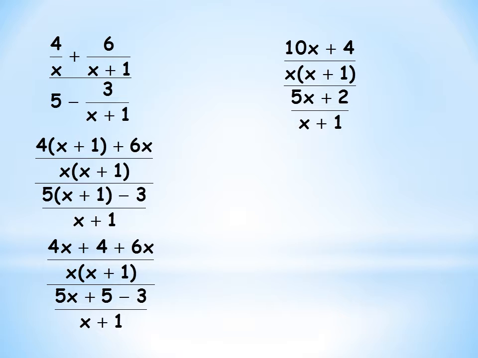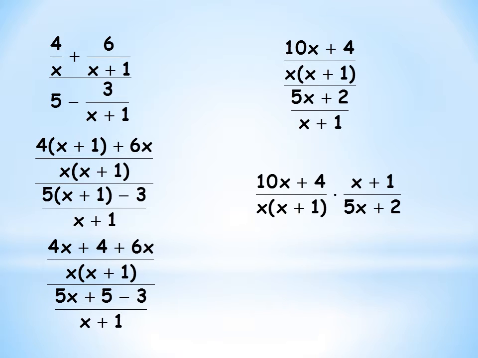Now I have one fraction divided by another fraction, so I will flip it and change it to multiplication. But it looks like here this 10x plus 4 can still be factored, so let's go ahead and factor that now. And now I can go ahead and cross reduce. Those x plus 1's go out, but these 5x plus 2's also go out, so I'm left with simply 2 over x. If you have any questions, please let me know.